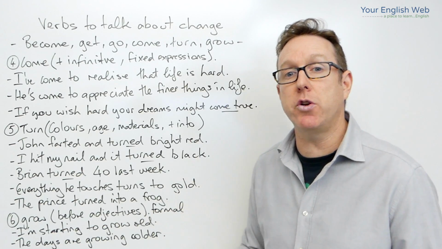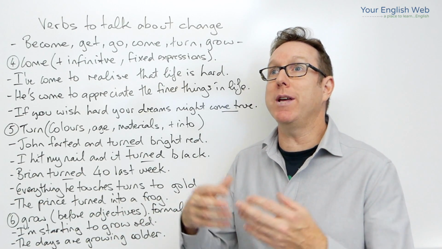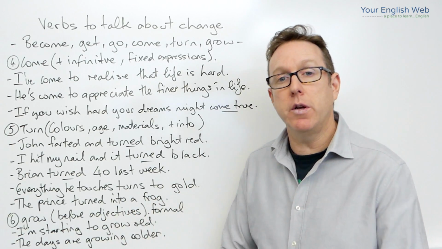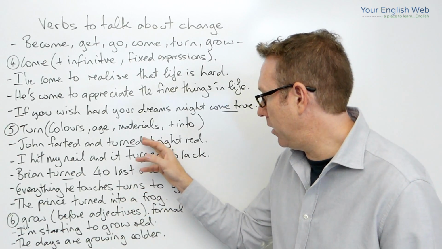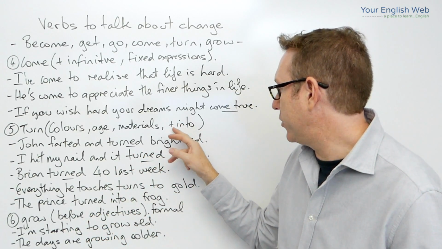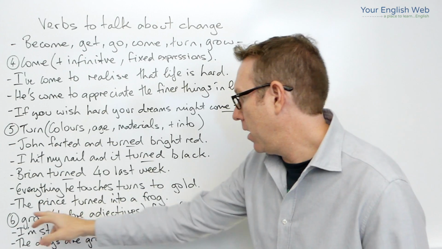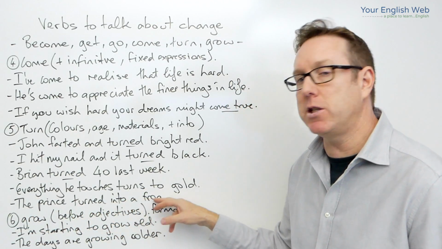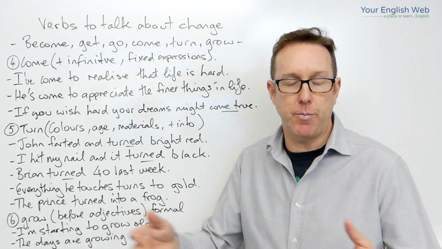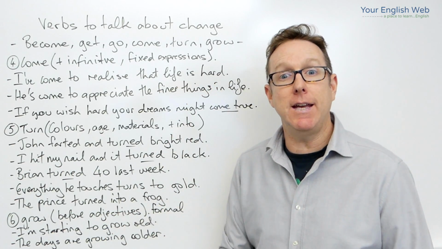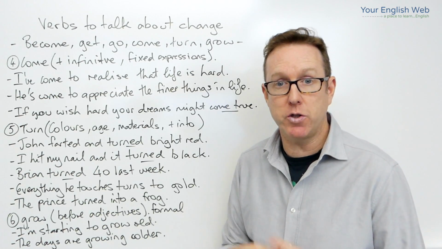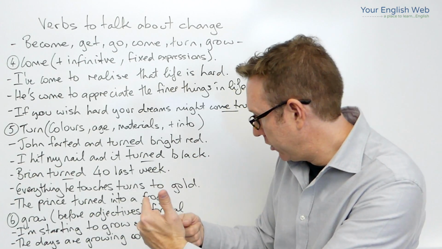Everything he touches turns to gold. Or your dreams can turn to dust, okay? Turn to gold, turn to dust. Material. And the last one, to turn into. The prince turned into a frog. When Cinderella or whoever it was, or the princess, bing, the prince turned into a frog. Turned into, okay? The change.